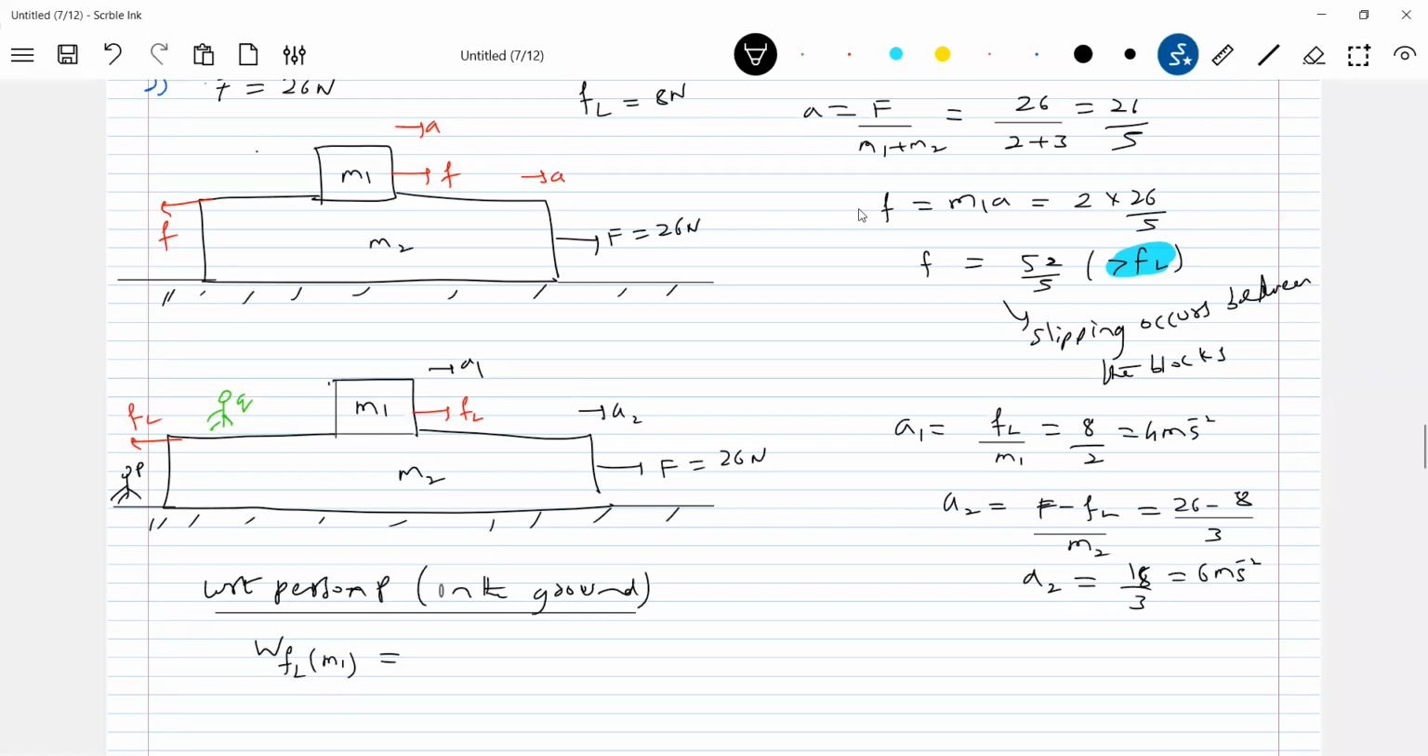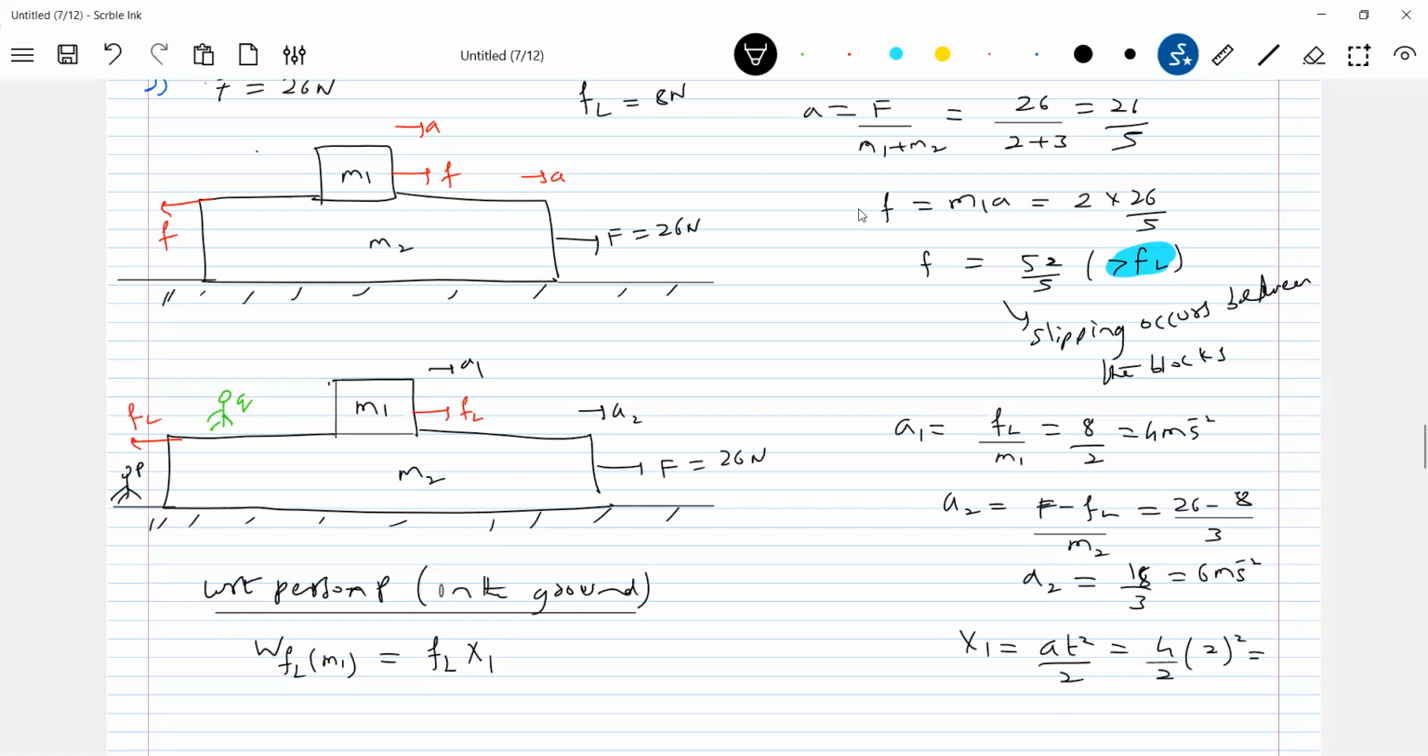So what are you going to write? FL into the displacement of the block. How do we calculate the displacement of the block? What is the formula? X1 equals AT square by 2. What is the time given? 2 seconds. Acceleration is how much? 4. 4 into 2 squared by 2, this will be 8 meters.